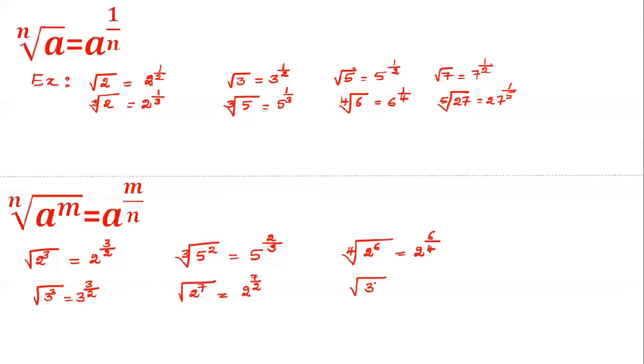Square root of 3 to the power 9 is equal to 3 to the power 9 by 2. 2 is the order, 9 is the power of the radicand. This is about writing irrational numbers in the exponential form.